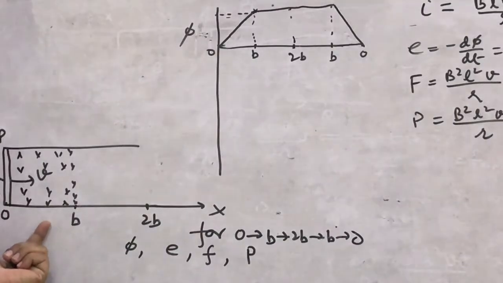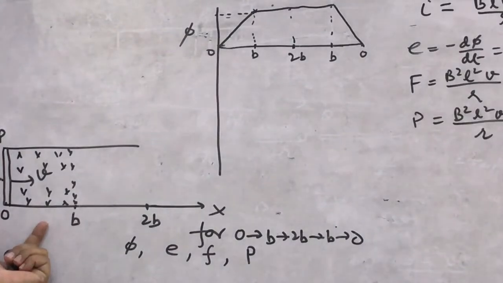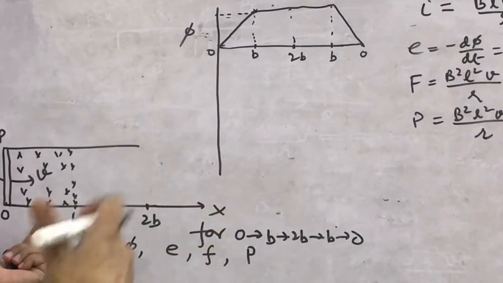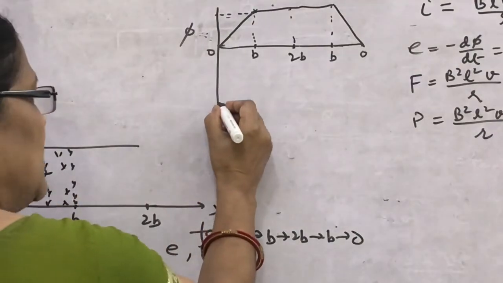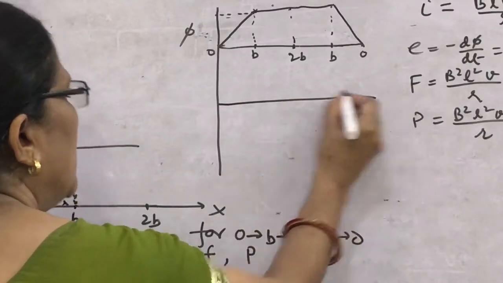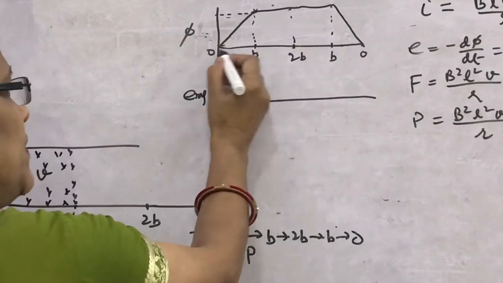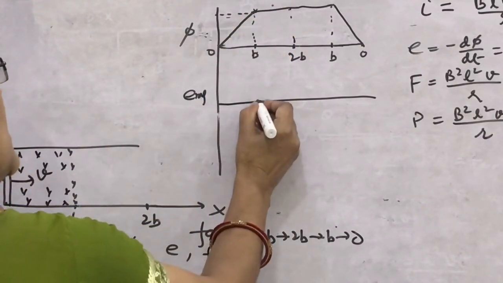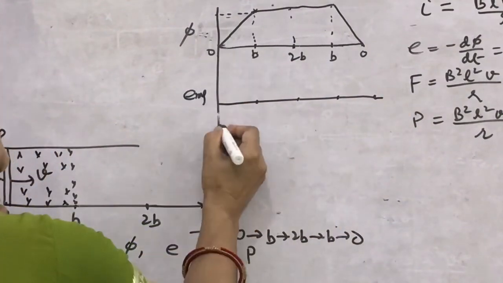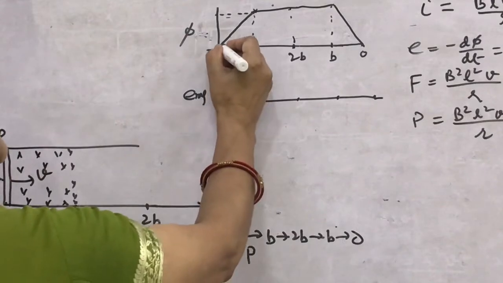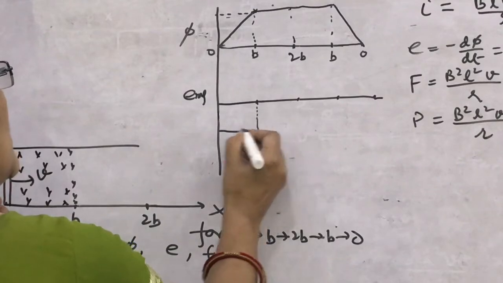What about EMF? What is the formula? Minus d phi by dt. If flux decreases, EMF is produced in such a way that it tends to increase the magnetic field. It tends to increase the flux. So if this is the graph showing EMF, from 0 to B the flux is increasing, then here again you plot the same points. From 0 to B the flux is increasing, so EMF will be produced but in the negative direction.